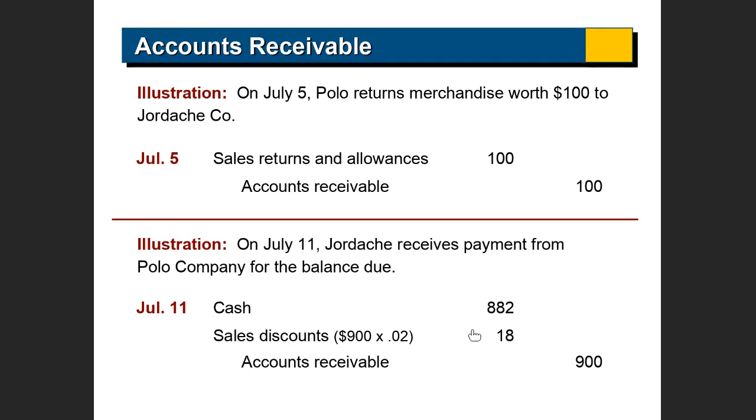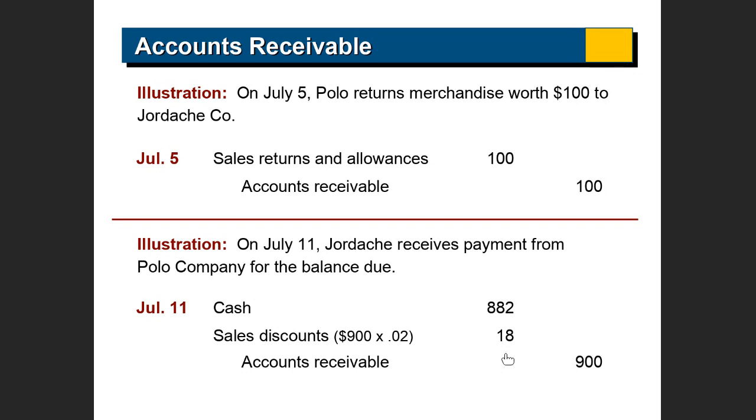So 2% of 900 is 18. So they're not going to pay the whole amount. They're going to pay the 882, but the accounts receivable must be reduced for the whole amount, right? Accounts receivable must be reduced for 900 because there is no more accounts receivable once they have paid 882. So you wipe out the accounts receivable, but you only get 882 in cash. So where do you put the difference? $18 in sales discount. Sales discount goes in which statement?